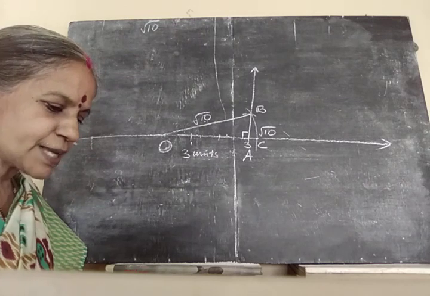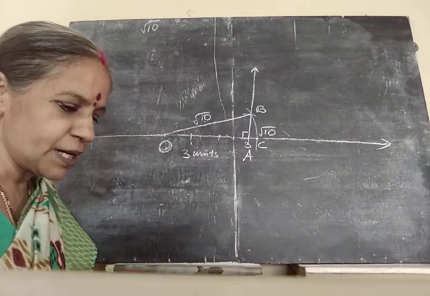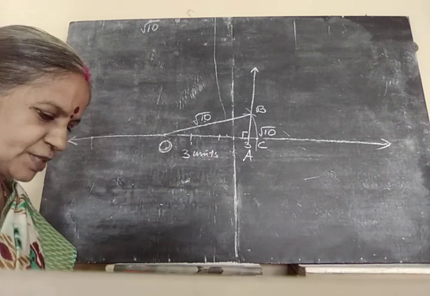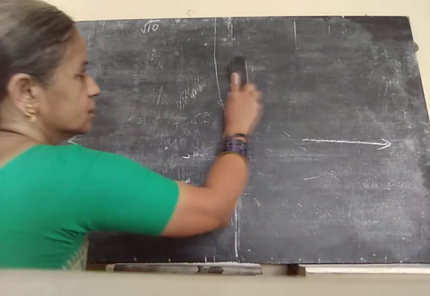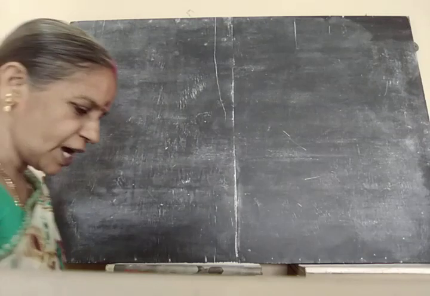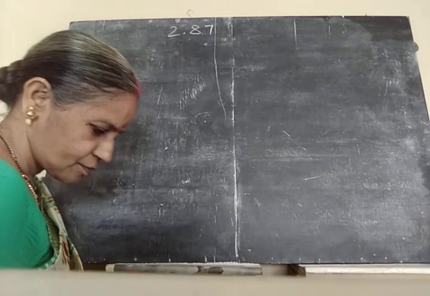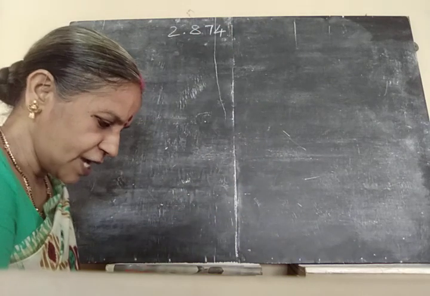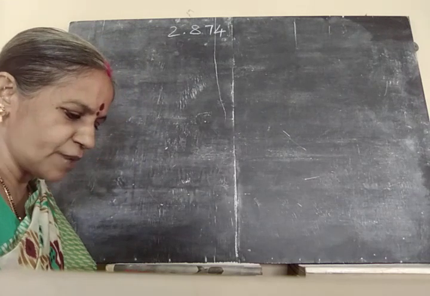Now next exercise, representing real numbers on the number line through successive magnification. Successive magnification. See, exercise 1.3, visualize 2.874. Visualize 2.874 on the number line using successive magnification.